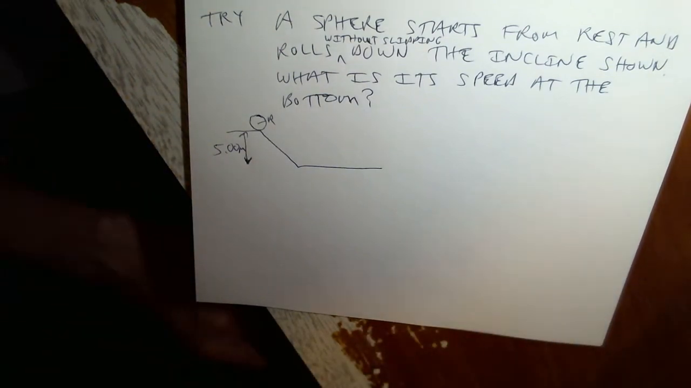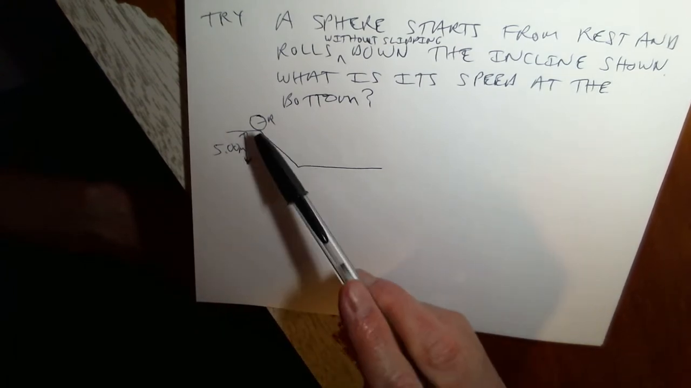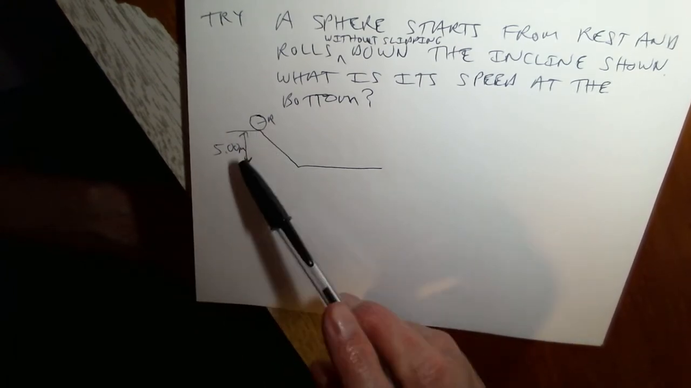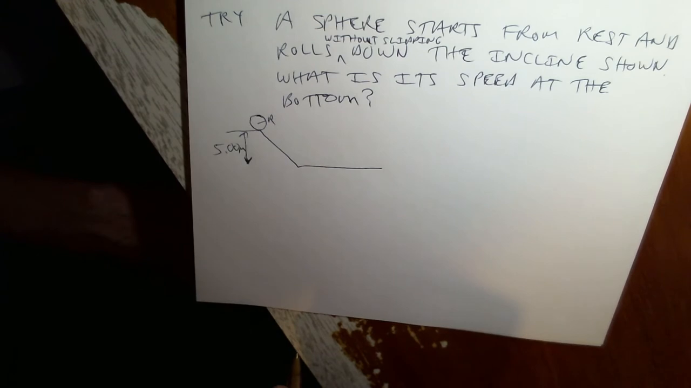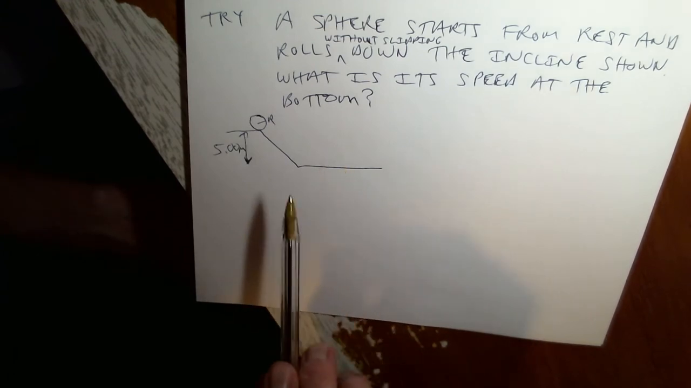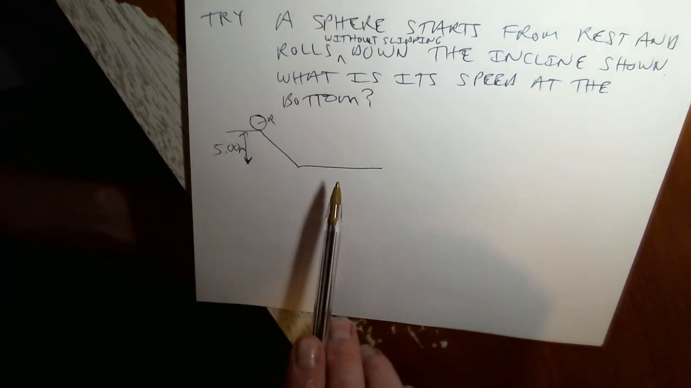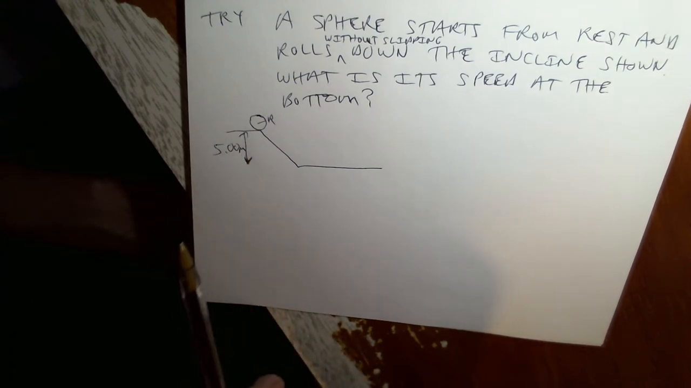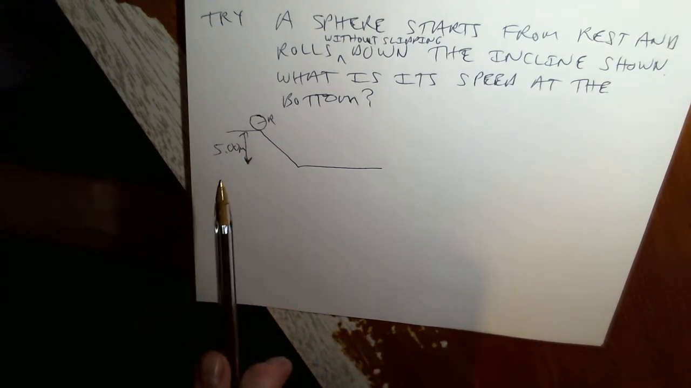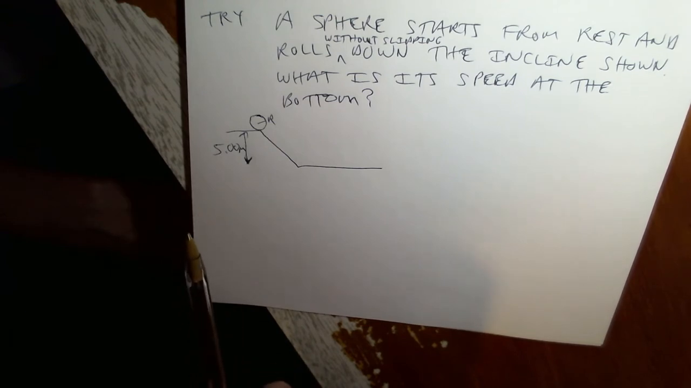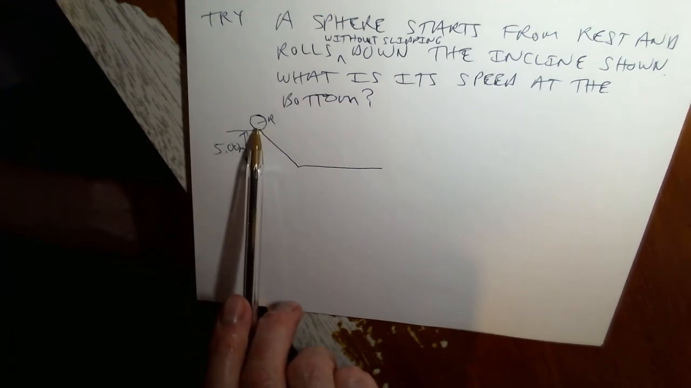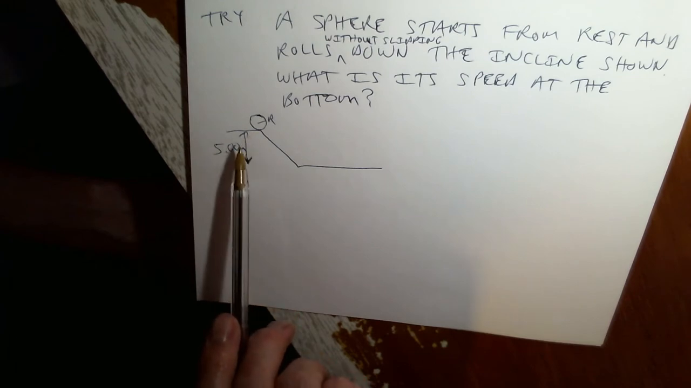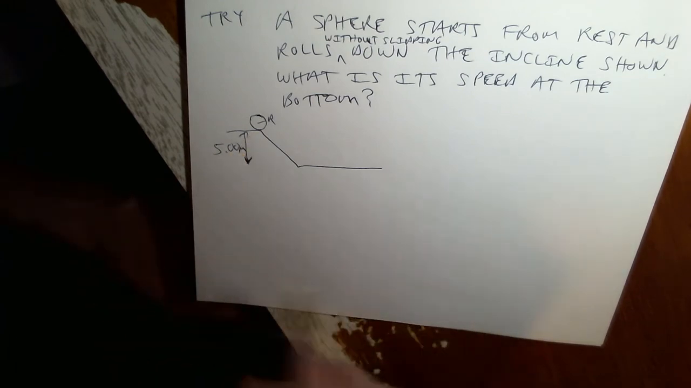Hi again. So this is going to be the solution to the problem I asked you to try, the sphere rolling down the incline that's 5 feet high. And it starts from rest. The question is, what is its speed at the bottom? And it's like the problem with the bucket and the drum, but here both the thing that's translating and the thing that's rotating are the same thing, the sphere.